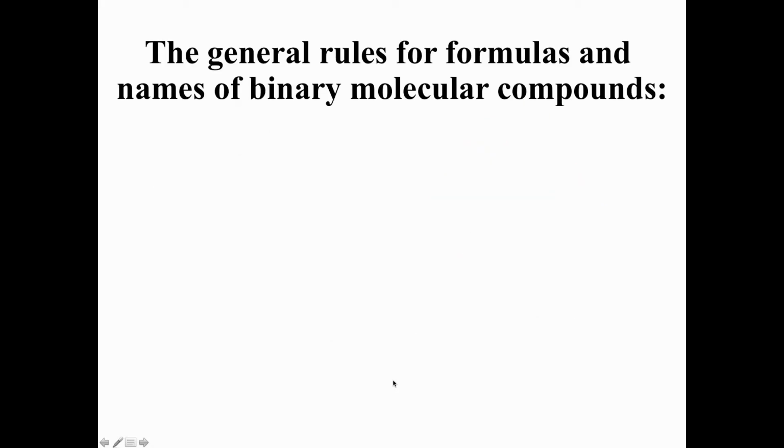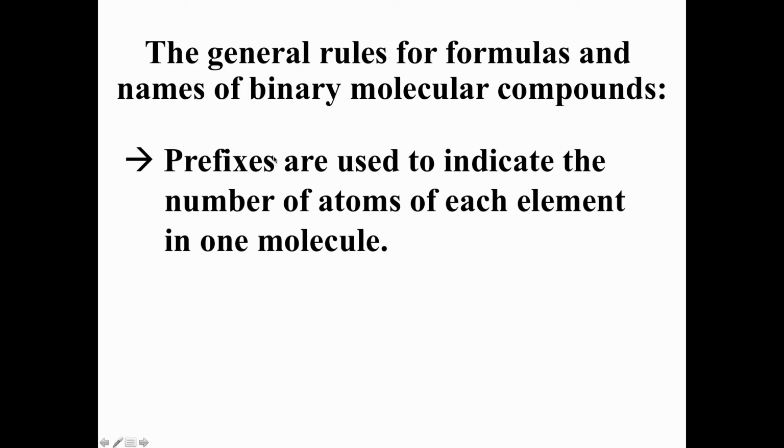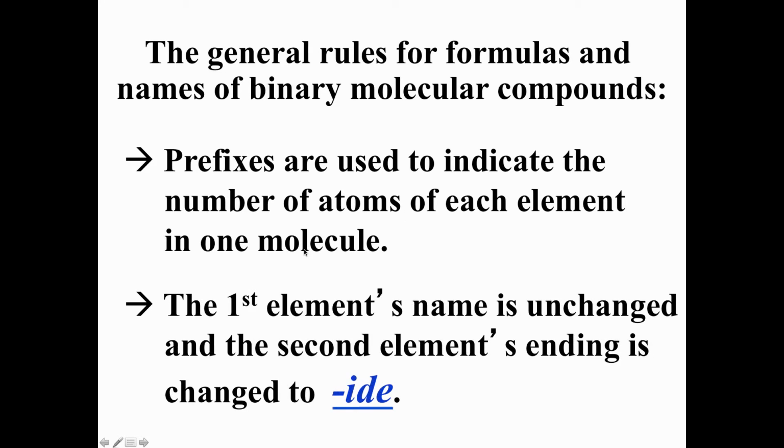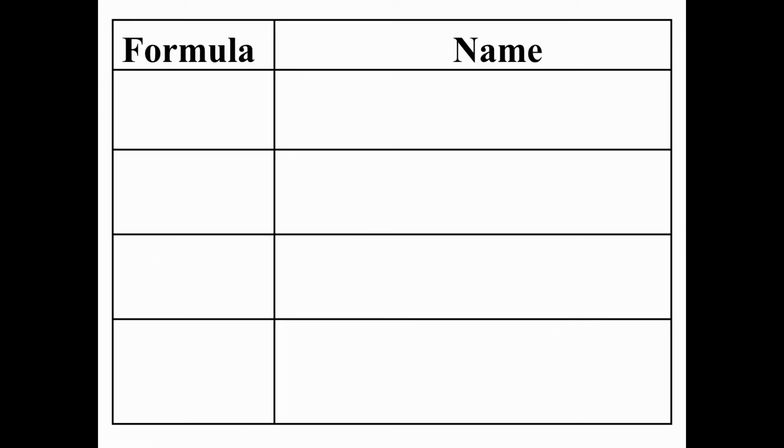With molecular compounds, later in the semester we're going to look at these in much greater detail, but for now we'd at least like to be able to go between formulas and names, and we're going to specifically look at binary or two-element molecular compounds. The rules for this are reasonably simple. We use prefixes to indicate the number of atoms of each element in a molecule, and we leave the first element's name the way it is, and then the second element's ending we change to IDE. This is probably easiest to learn by example.